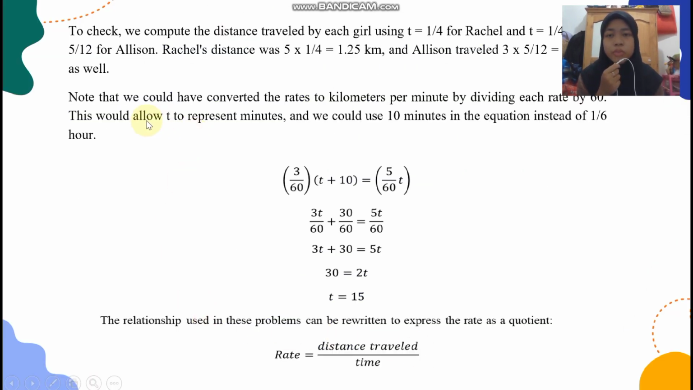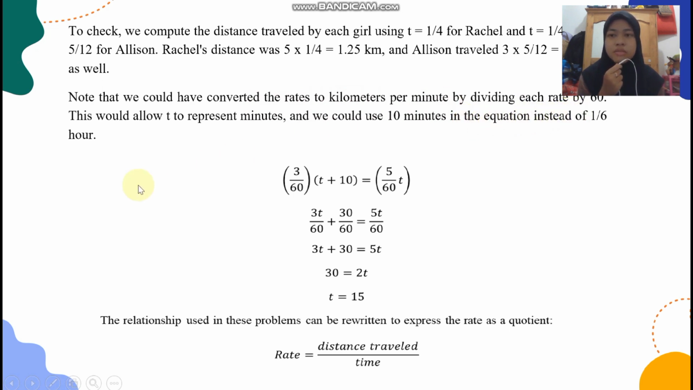To check, we compute the distance traveled by each girl, using t = 1/4 for Raquel, and t = 1/4 + 1/6 = 5/12 for Allison. Raquel's distance was 5 times 1/4 = 1.25 kilometers, and Allison traveled 3 times 5/12 = 1.25 kilometers as well.